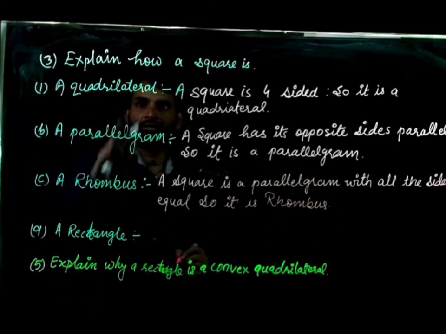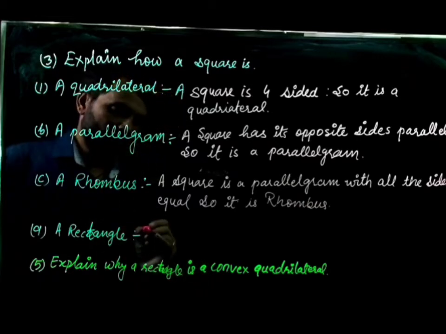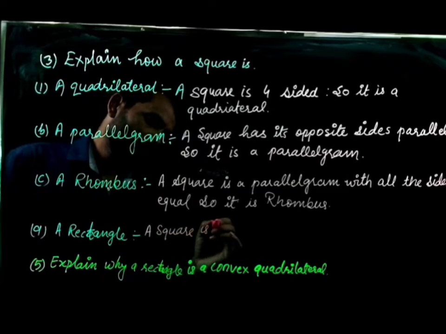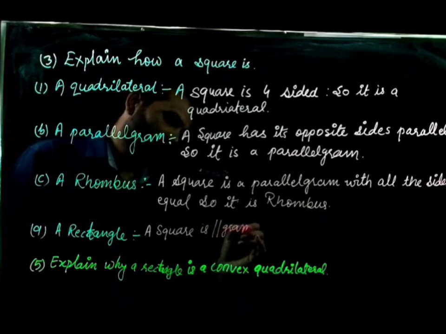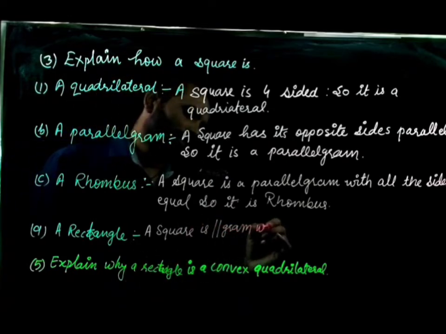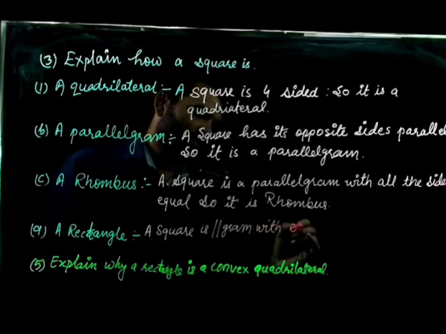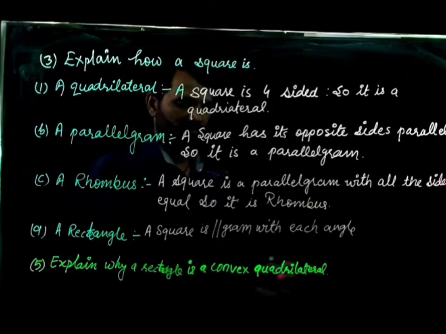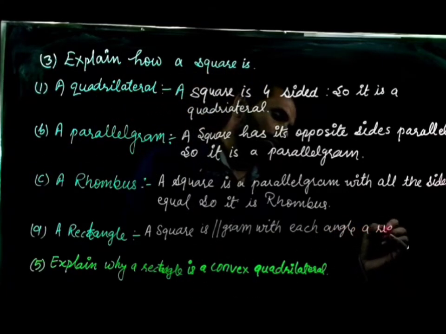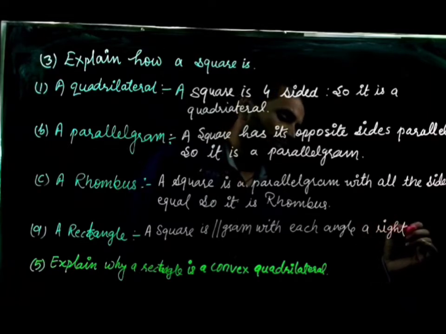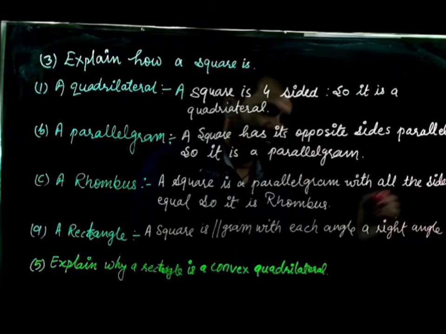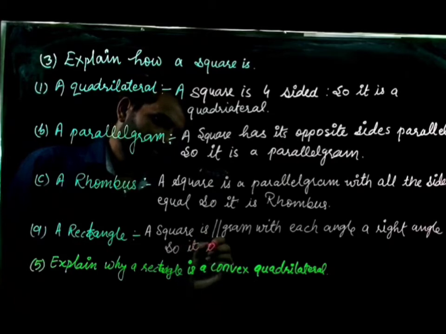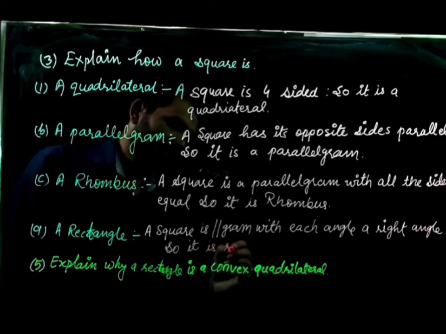Next, a square is a rectangle. Yes, because a square is a parallelogram with each angle a right angle, so it is a rectangle.